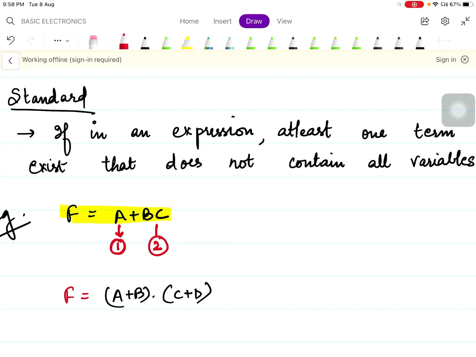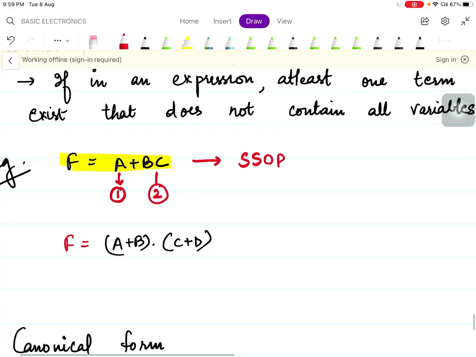So therefore, when at least one term exists such that it does not contain all the variables, that means even more than one term can be so, but at least there is one term which does not contain all the variables, then it is a standard form. And because it is in sum of product form, it will be the standard sum of product. It is the standard sum of product form.